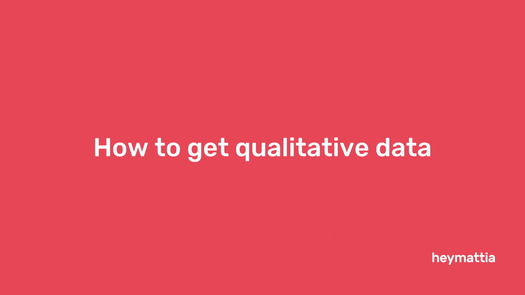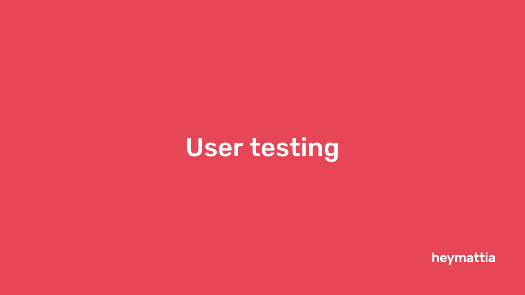How to get qualitative data? There are many methods you can use to conduct qualitative research. Here are my two favorite ways to get qualitative data. User testing. User and usability testing is the best way to understand how real people experience and engage with your landing page. Methods such as the 5-second test are great for better understanding your users' emotions and reactions.